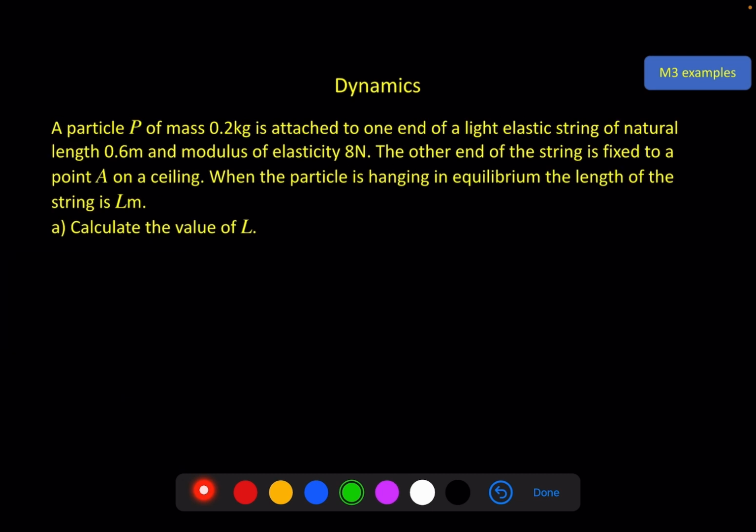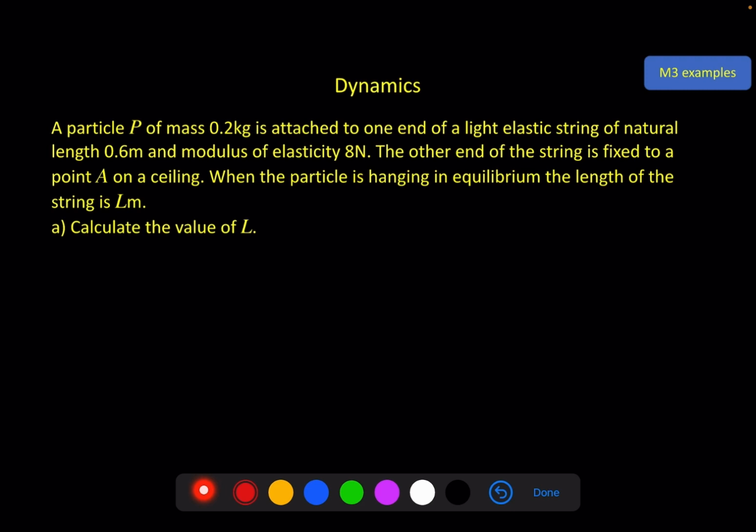Example number 2. A particle of mass 0.2 kilograms is attached to one end of a light elastic string of natural length 0.6 meters and modulus of elasticity 8. The other end of the string is fixed to a point A on the ceiling. When the particle is hanging in equilibrium, the length of the string is L. Calculate the value of L.